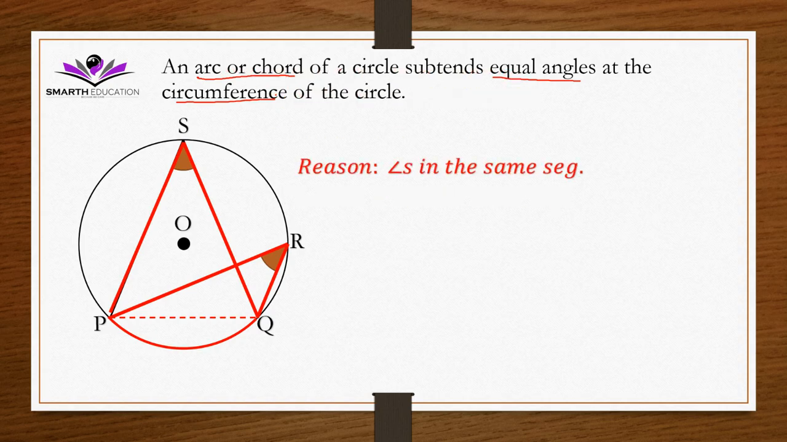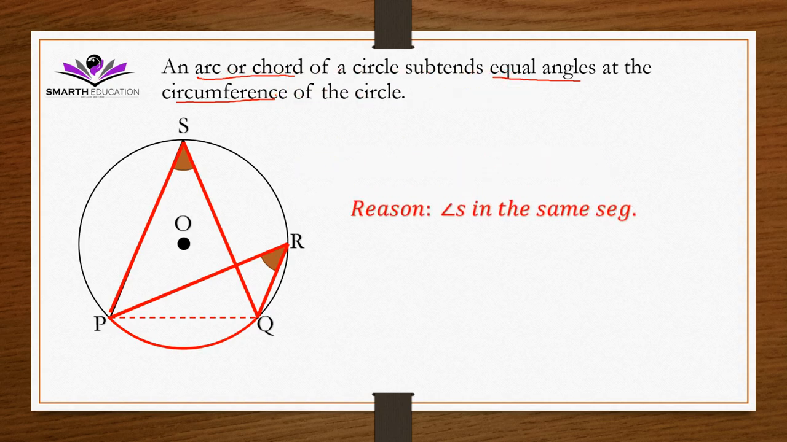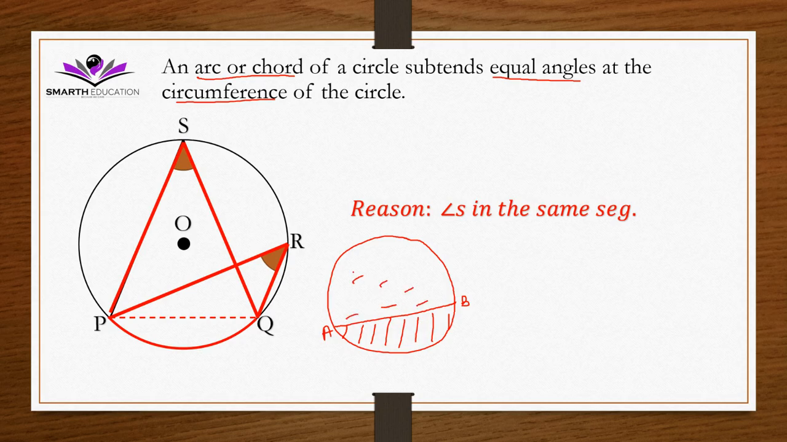Okay, remember that. And then the reason we write, we say angles in the same segment. Right, if I can show you what the chord does, the chord divides a circle into two segments. Let's say this is chord AB. So it divides the circle into two segments. This will be the minor segment because it is smaller, and then this one will be the major segment. It is bigger. So we're saying these are the angles in the same segment.